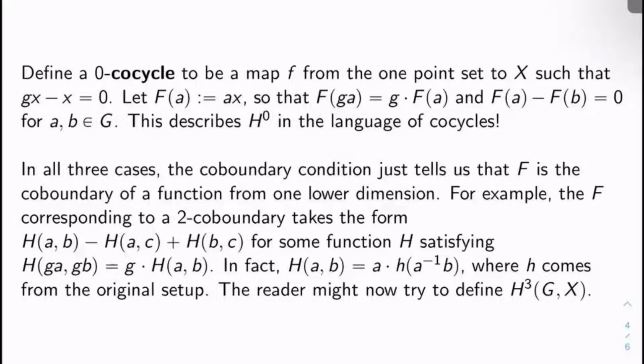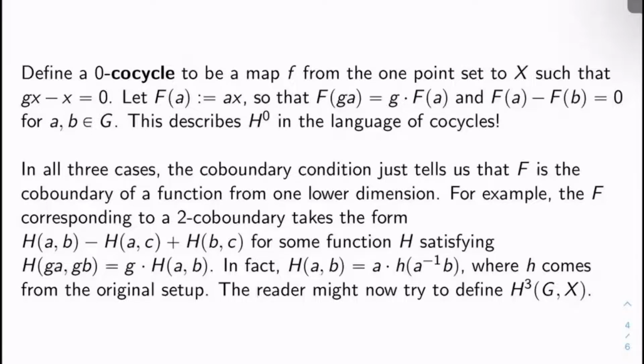A 2 cocycle was a map F from G cross G to X satisfying certain special properties. A 1 cocycle was a map from G to X satisfying certain special properties. So what should a 0 cocycle be? Well, it should be a map from the 1 point set to X, such that, let's say, G of X, G times X minus X equals 0. Okay, so what should we do to generalize the above?